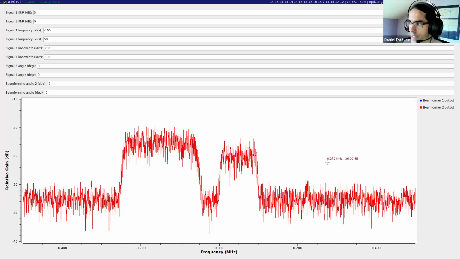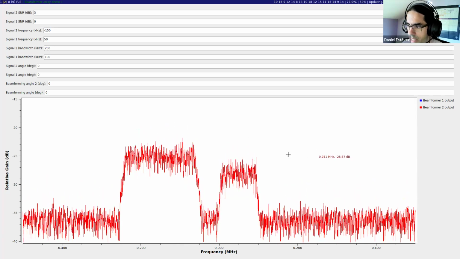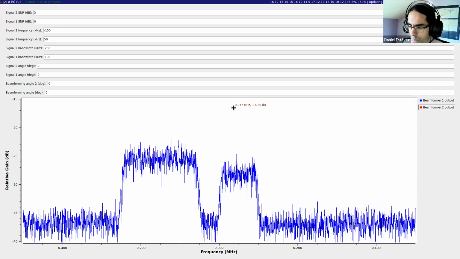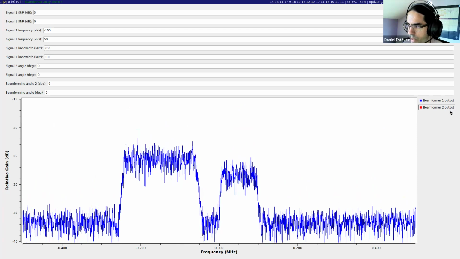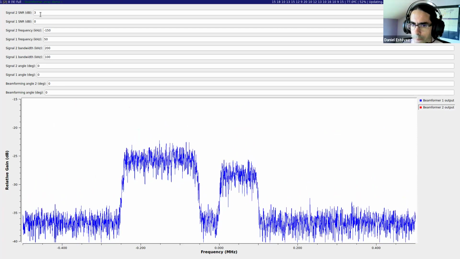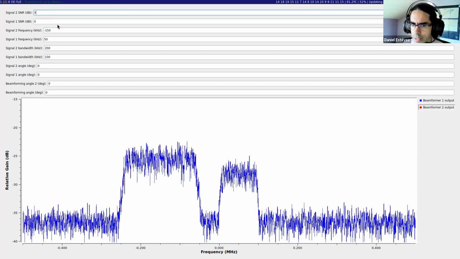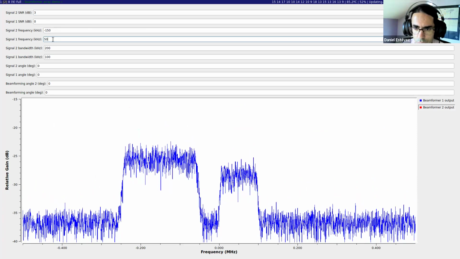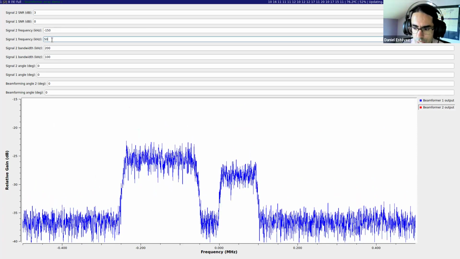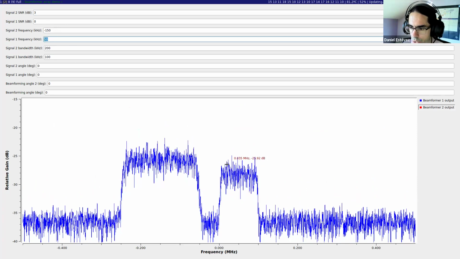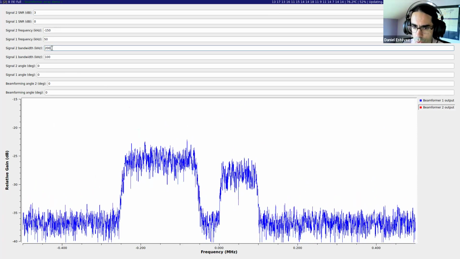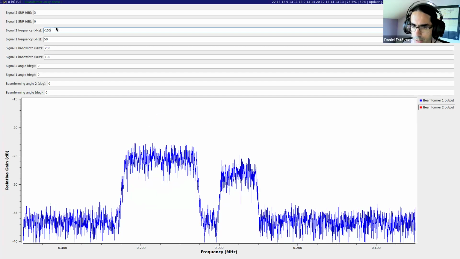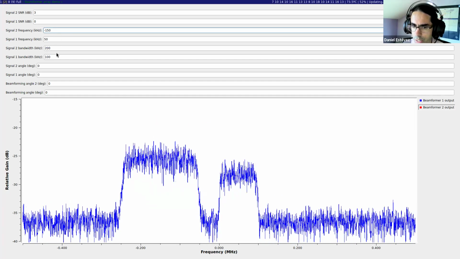So if I run this, at the moment I have the same values on beamformer 1 and beamformer 2. So let me disable beamformer 2. I have the two signals. Signal 1, let me see, is the one at 50 kilohertz, so this one. Signal 2 is the one at minus 150 kilohertz, so this one. And I could change each of these as I wanted.